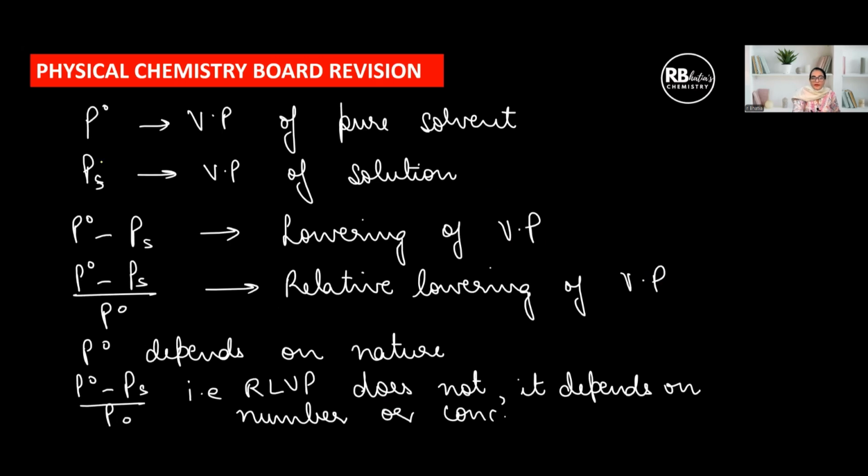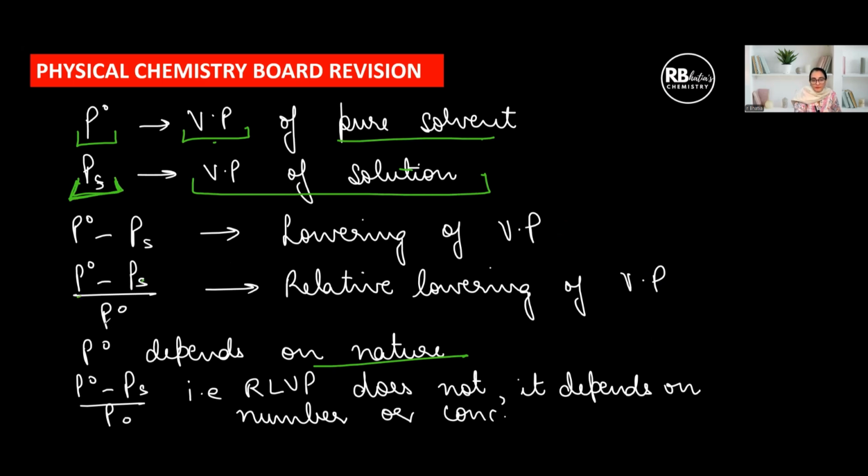Then these are the main points I have written. Just read them through, I've just explained to you. Clear? So a very important point for you to understand: P naught is an absolute quantity, the vapor pressure of a pure solvent. This depends only on nature. This doesn't depend upon number. Ps is the vapor pressure of solution. This will also depend upon nature.